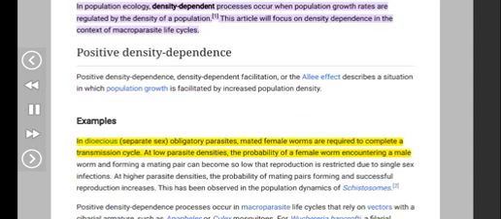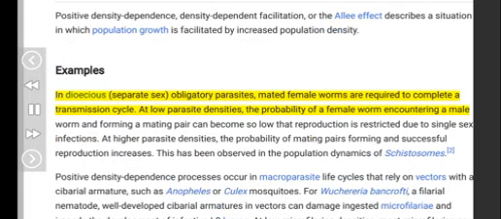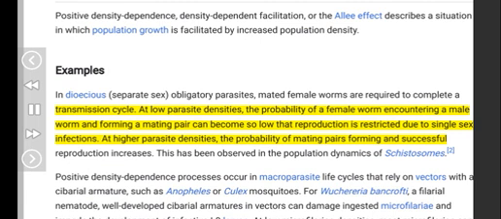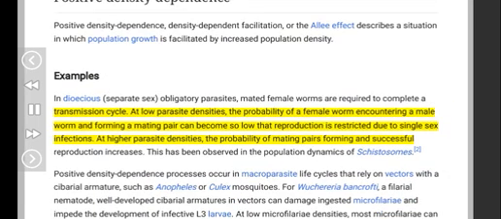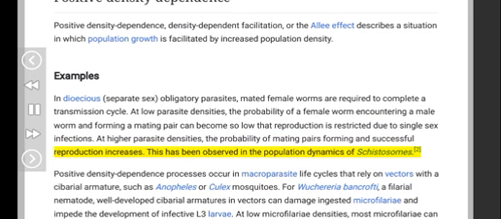Examples. In dioecious, separate-sex, obligatory parasites, mated female worms are required to complete a transmission cycle. At low parasite densities, the probability of a female worm encountering a male worm and forming a mating pair can become so low that reproduction is restricted due to single-sex infections. At higher parasite densities, the probability of mating pairs forming and successful reproduction increases. This has been observed in the population dynamics of schistosomes.